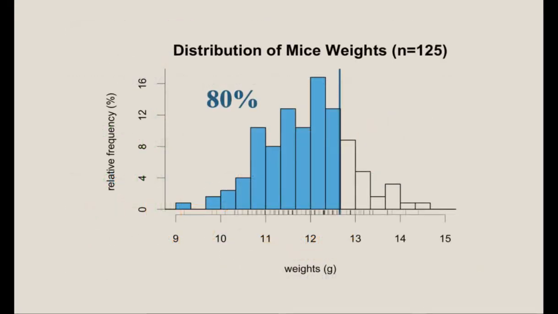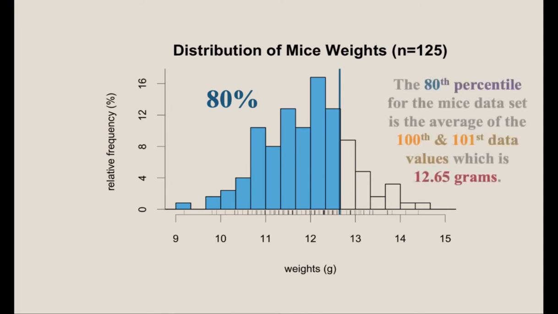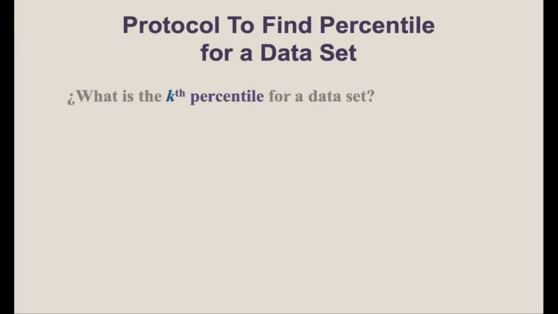And here we see that plotted graphically. Again, the 80th percentile is the data value, or a value related to the data set, for which at least 80% of the data is at that value or below. For our data set, 80% of the data is at or below 12.65 grams. Let's summarize the protocol to find the percentiles for a given data set.